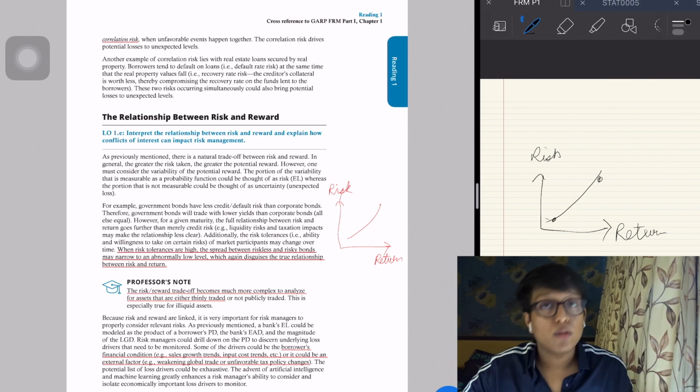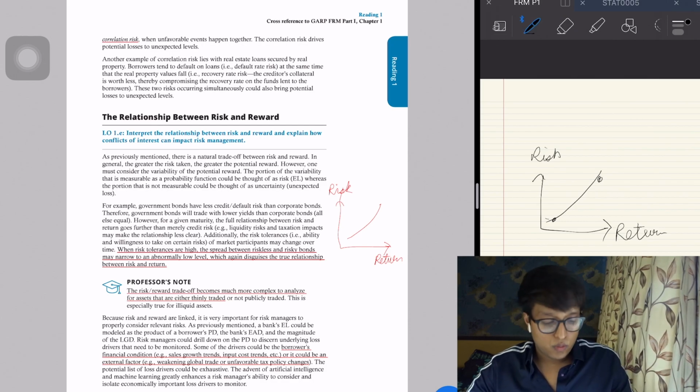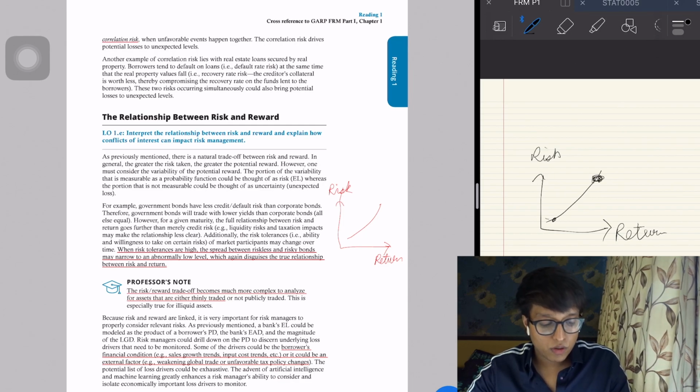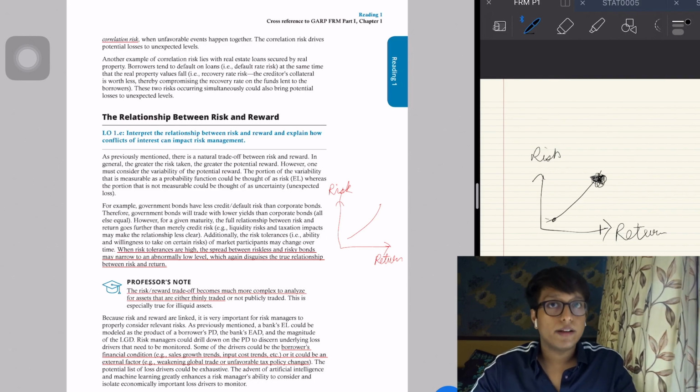The next LO again talks about the relationship between risk and reward. This is the crux of it: as you take more risk, there is a probability of higher return, or if you want to earn a higher return, you need to take more risk, but there is no guarantee that you'll earn a higher return. There is a probability.